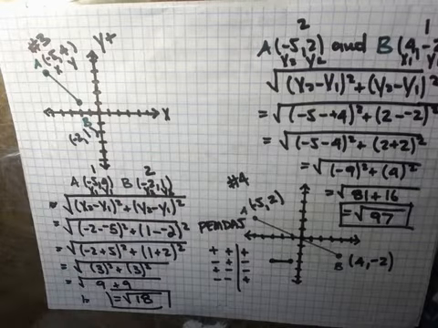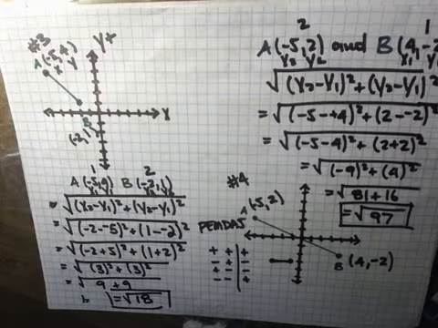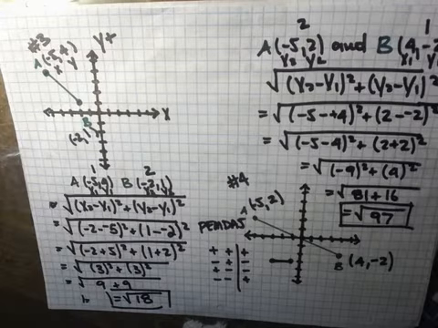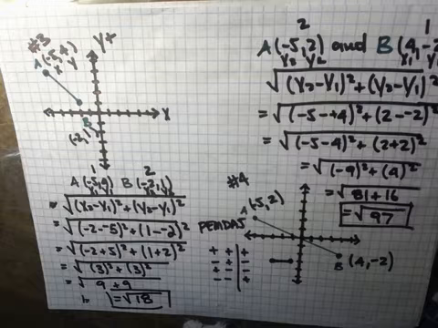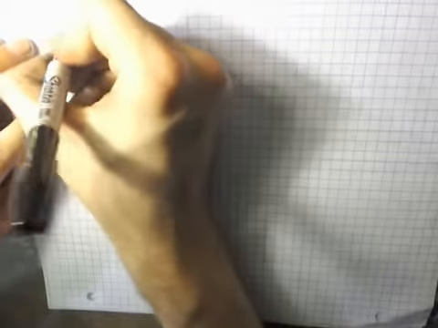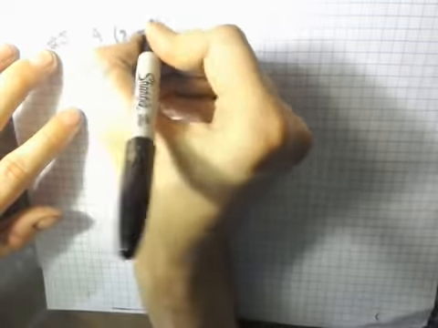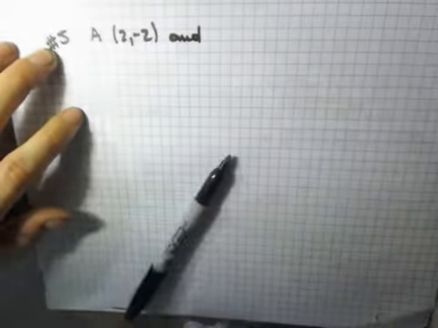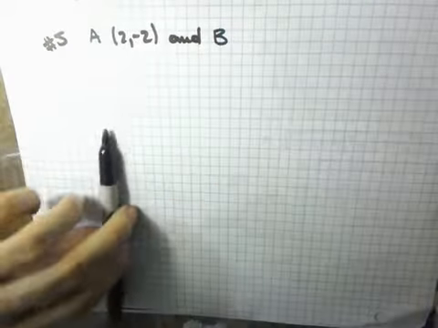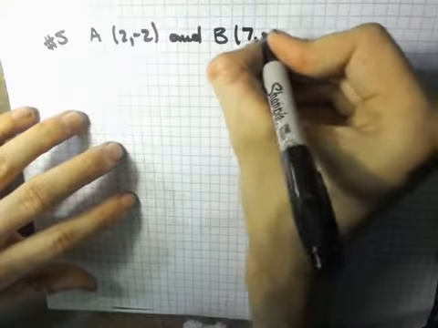So we're going to continue using 2 points. The last 6 problems, so questions 6 through 12, they just give us a point. So for question number 5, let's say I have point A, and this is going to be 2, -2. And let's say we have B, which is 7, -1.